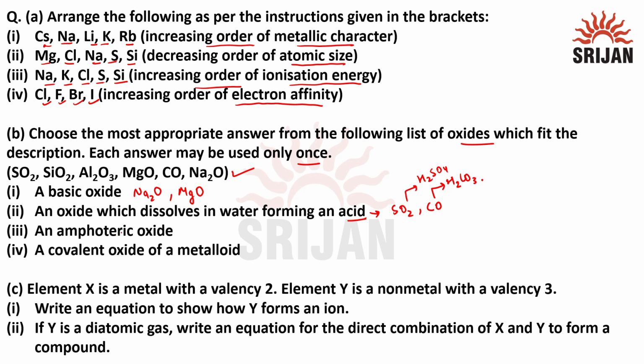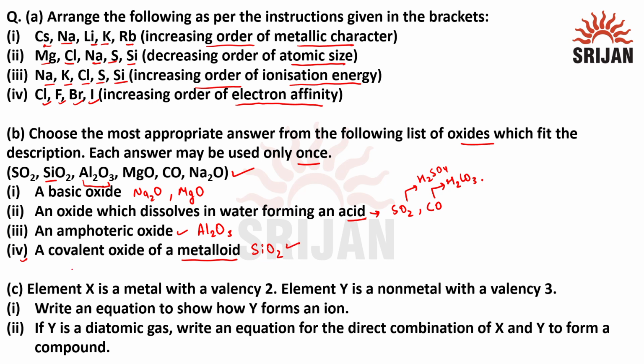Now the third question is an amphoteric oxide. From the given list only aluminium oxide shows the amphoteric nature, so the answer will be aluminium oxide, that is Al2O3. Now the fourth question asked here is a covalent oxide of a metalloid. We know that only silicon is a metalloid, that's why the covalent oxide of a metalloid will be silicon dioxide, that is SiO2. So this is the answer of the second part.